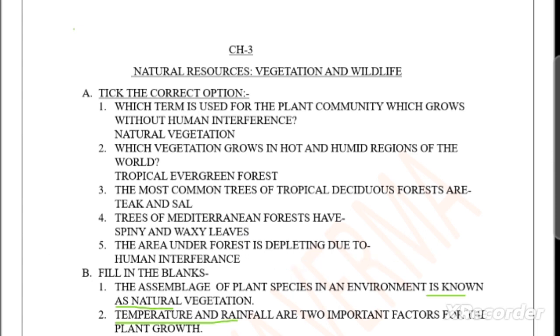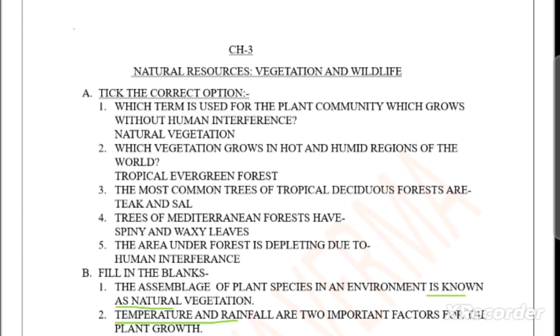Now, coming to question number B, this is fill in the blanks. The semblance of plant species in an environment is known as natural vegetation. Temperature and rainfall, see the underlined part, are two important factors for plant growth. The third answer is fertility. Humus helps to maintain fertility of the soil. Question number 4: hardwood trees have broad leaves to permit transpiration of surplus moisture. And teak is the commercially important tree of the deciduous forest. Right? Now this was question number B.